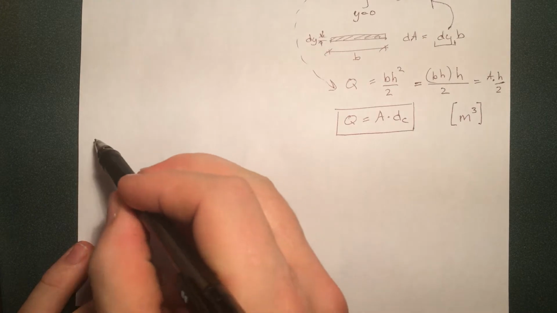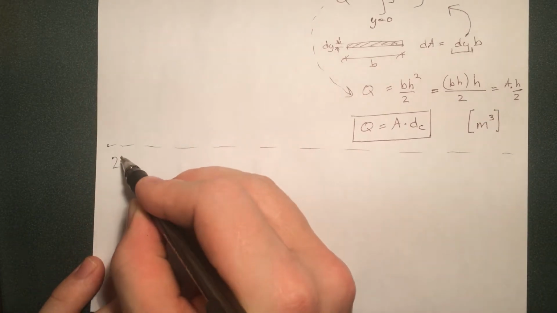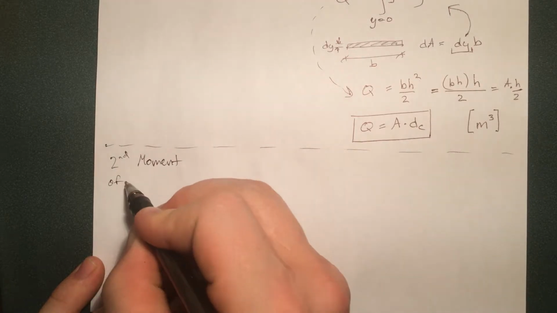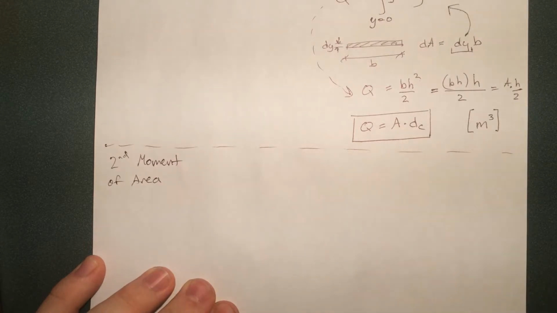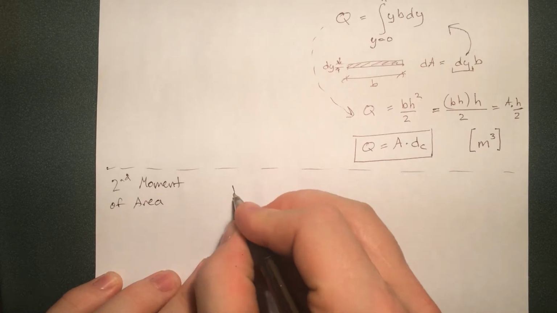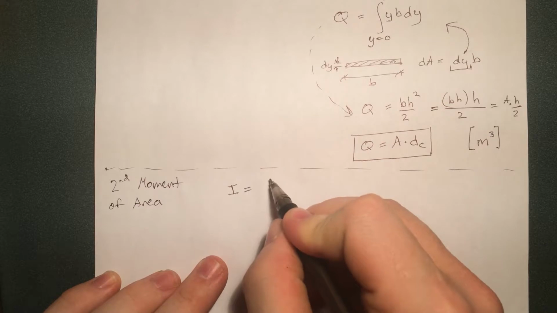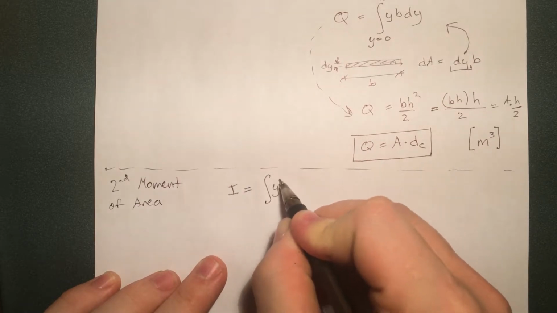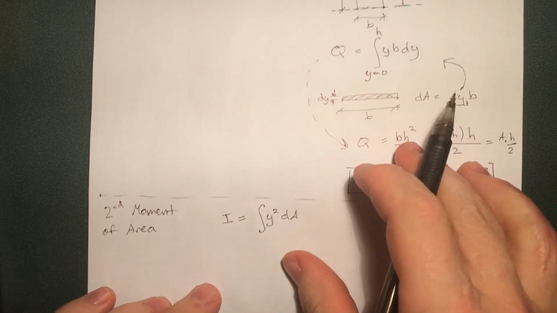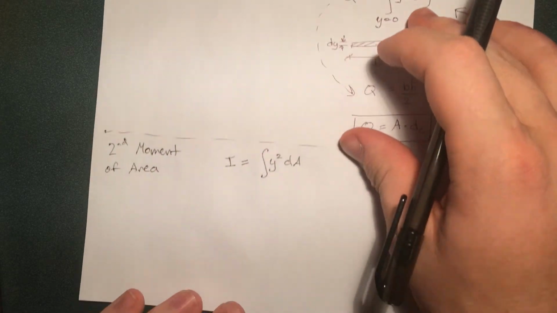Okay, let's get into second moment of area. So the definition of this, I like to give it the symbol I. You can also call it the moment of inertia. That's another common name. It is the integral of y squared dA. Okay, that's why it's called second, because it's raised to a power 1 higher than the first moment of area, which was 1 more power than A.